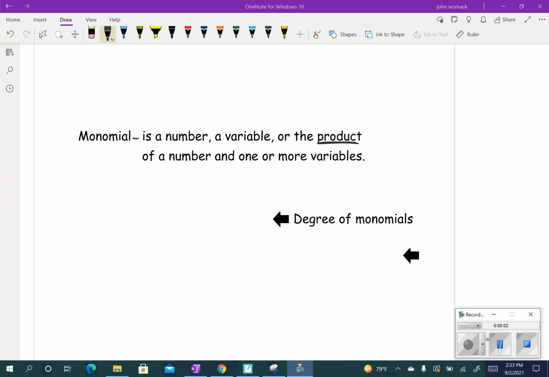In 2.1, we're going to go through some definitions and some terminology. We're going to talk about monomials and polynomials and some other terminology. We're also going to do adding and subtracting polynomials. All right, so let's start with a monomial.